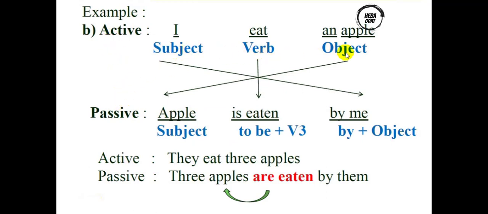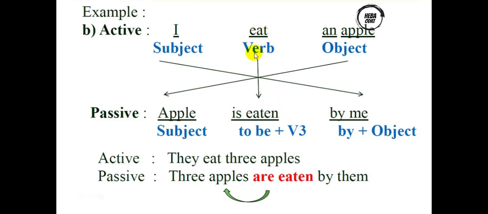Here is another example on how to change from active voice to passive voice. Subject, verb, object. Then what I do is that I take the object from the active voice and I put it in the beginning of the sentence of the passive voice. I eat an apple. I take apple and I put it in the beginning. Apple becomes the subject. Then the verb is changed. How do I change the verb? I put the correct form of verb to be, then I take the participle of the verb.